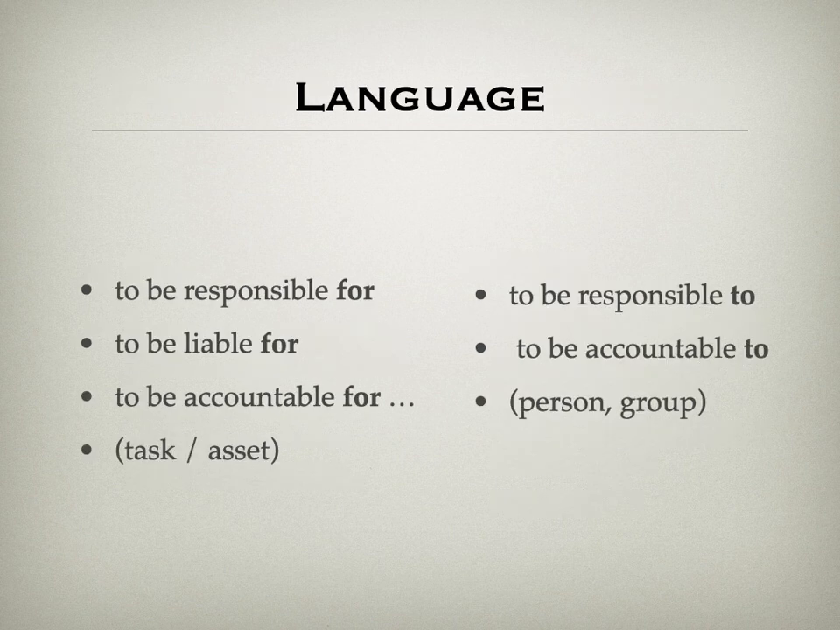At this point, I just want to make a small remark about language. On the left, you can see we have the expressions to be responsible for, to be liable for, and to be accountable for. And on the right, we have to be responsible to, to be accountable to. So when you say for, it's the task or the asset. For example, I am responsible for the building, or I am accountable for the level of production.